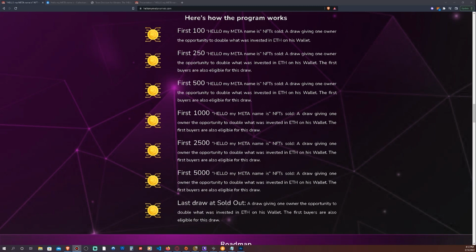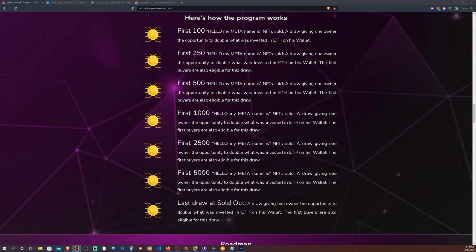The first 100 Hello, My Meta Name Is NFTs sold, a draw gives one owner the opportunity to double what was invested in ETH in his wallet. In other words, every time they reach a milestone, they're going to do another draw, guys. It doesn't mean the 500th person or the 2500th person or the 1000th person. What it means, though, is that every single time they reach a milestone.